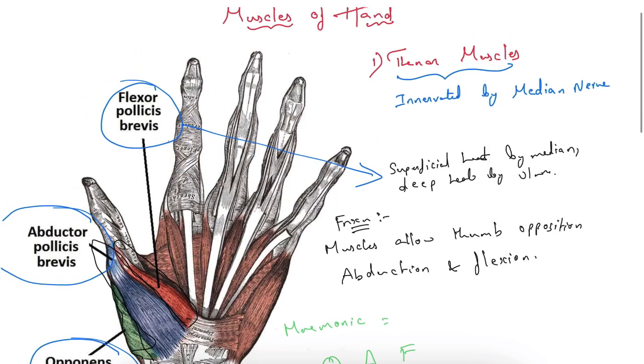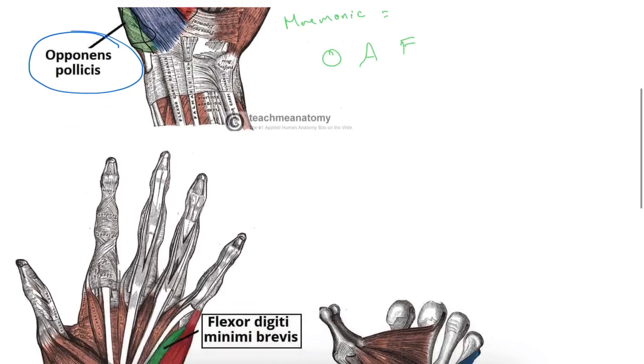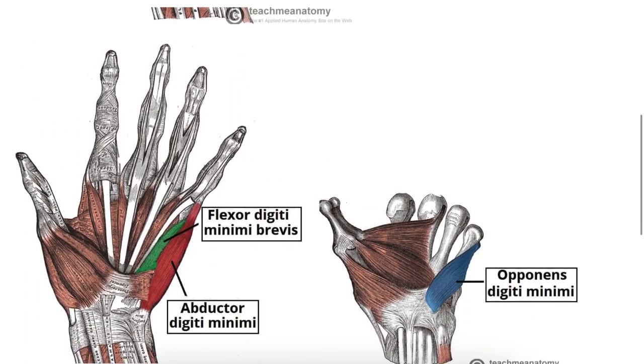So these are the things for the thenar muscles. The thenar muscles we can see in the hand are mostly innervated by the median nerve. In the thenar group we can see a total of 3 muscles: opponens pollicis, abductor pollicis brevis, and flexor pollicis brevis. The main function of these muscles is to allow thumb opposition, abduction, and flexion. Next we are going to see the hypothenar muscles.